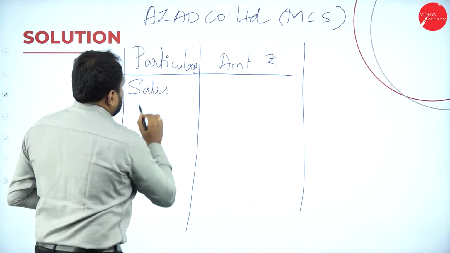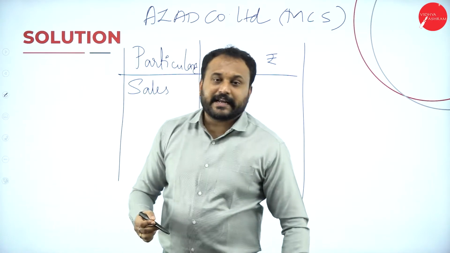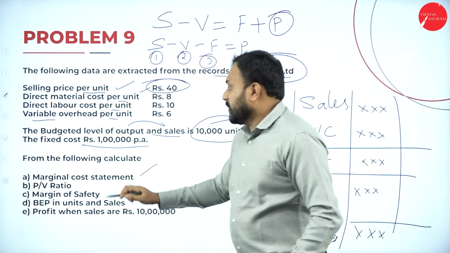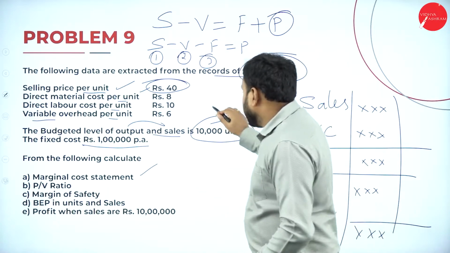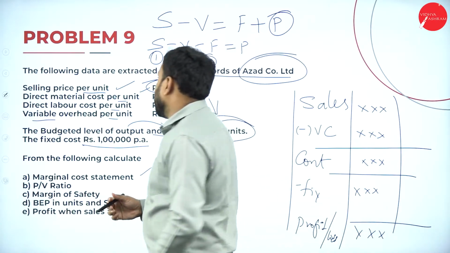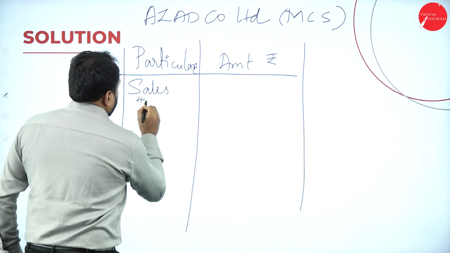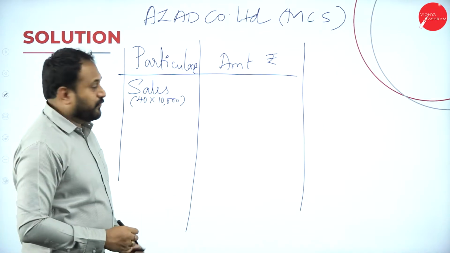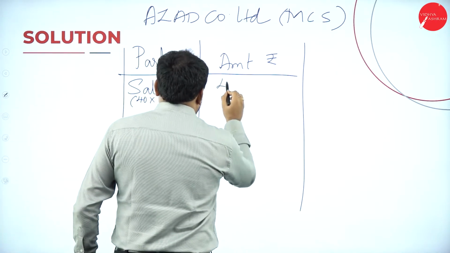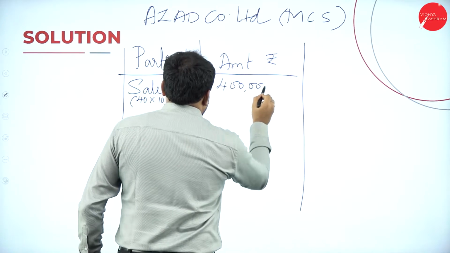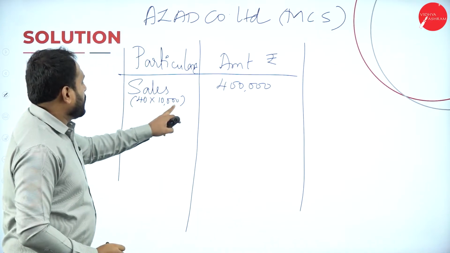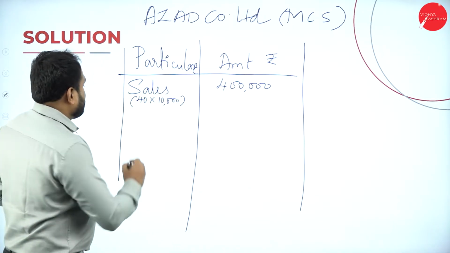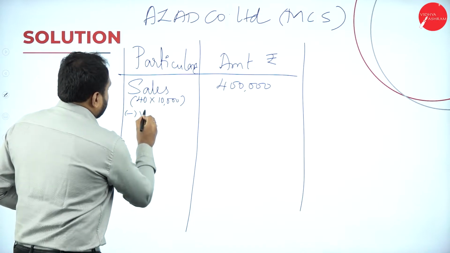Next here I'll write sales. Now what exactly is the sales? Selling price into the output is your sales. So here selling price is 40. Output is you have 10,000. So 40 into 10,000. I'll show it here. 40 into 10,000. So you get 4 lakh. 1, 2, 3, 4, 5. So here also 5 zeros, then 4. Sales is done. Next, what you should do is subtract the variable cost.